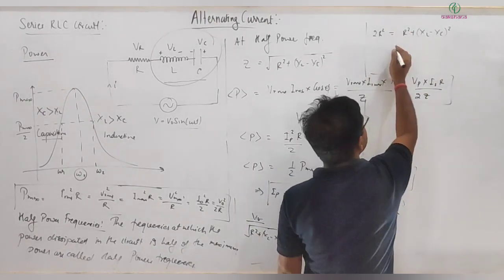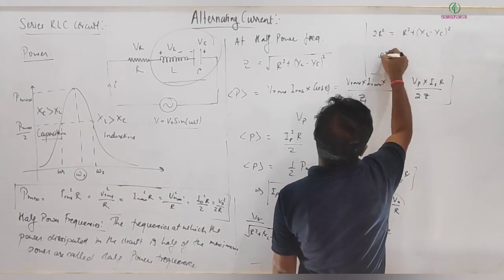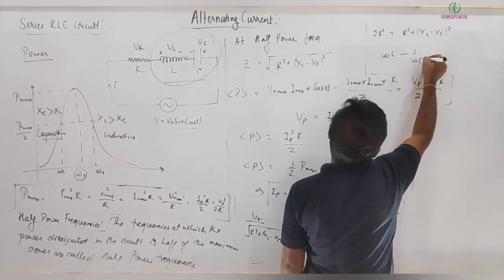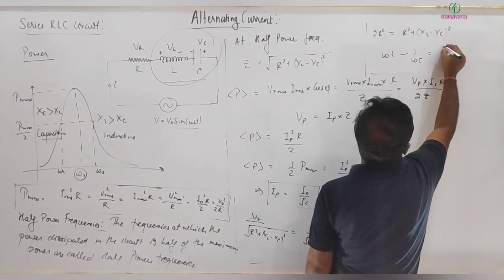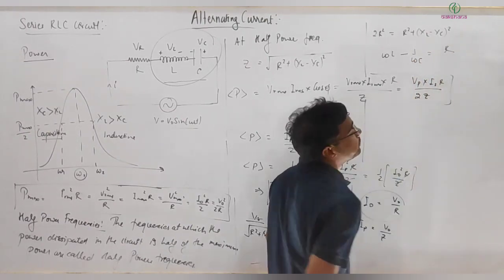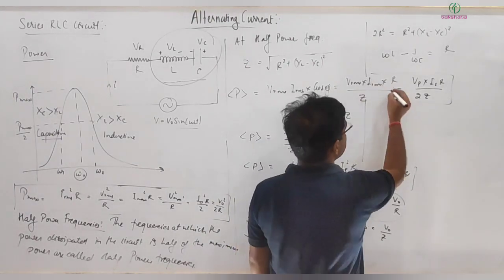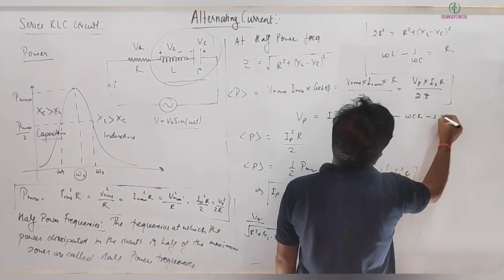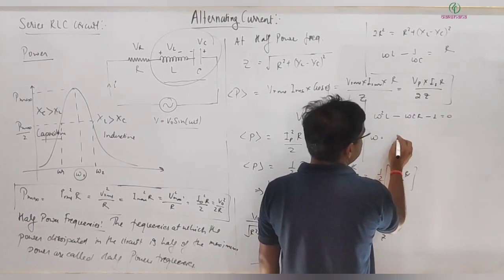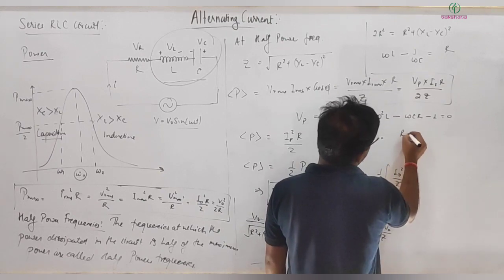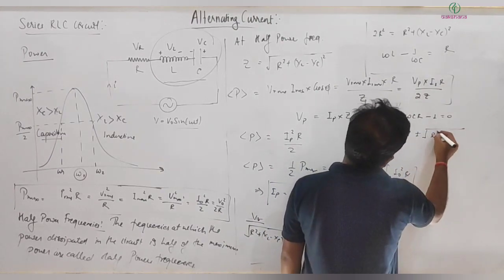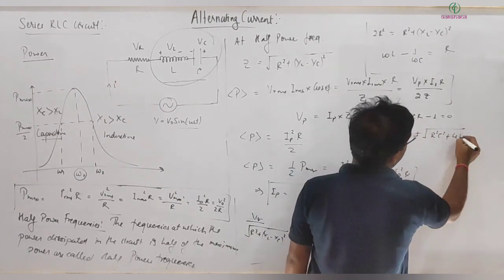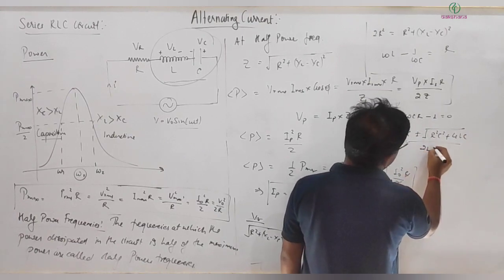Clear? Taking it this side, and X_L is omega L minus 1 by omega C is equal to what? It's coming out to be R. Is it? Next I am taking it as omega square into L C minus omega C R minus 1 equal to 0, and solving this for omega we are getting RC plus minus under root R square C square plus 4 LC divided by 2 LC.